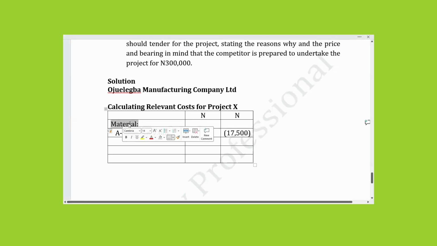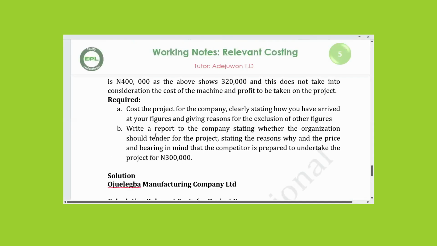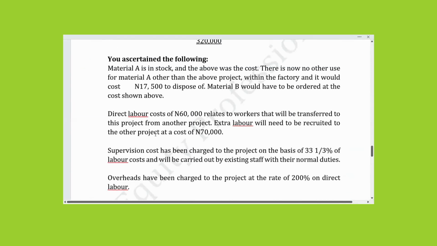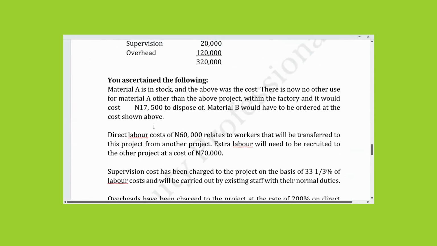Okay, so that's the treatment of the disposal value. Let's go back. Each time, you have to be stating your assumption so that you don't forget it. But for now, let's move on. So we have treated material A. Let's move to material B.